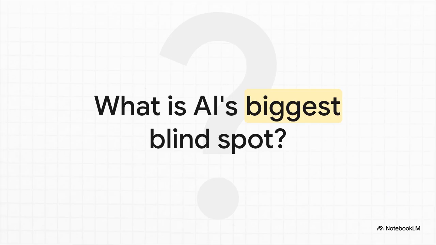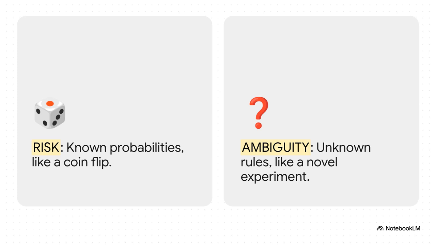So let me just ask you this straight up. What do you think is AI's biggest blind spot? I mean, we see it doing all this incredible stuff, right? But underneath it all, there's this one fundamental kind of uncertainty that it's always struggled with. And it's something that basically defines what it's like to be human. And here it is. It's the huge difference between risk and ambiguity.